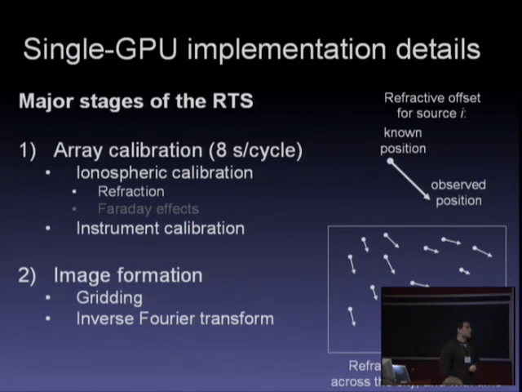The second part of the pipeline we focused on is image formation. We perform gridding. So we're essentially discretizing this sparse, irregularly sampled visibility data onto a regular grid so that we can efficiently do an inverse Fourier transform with an FFT.